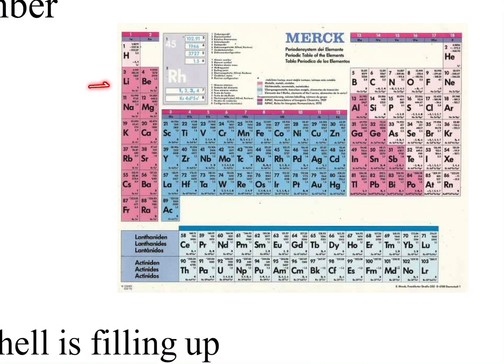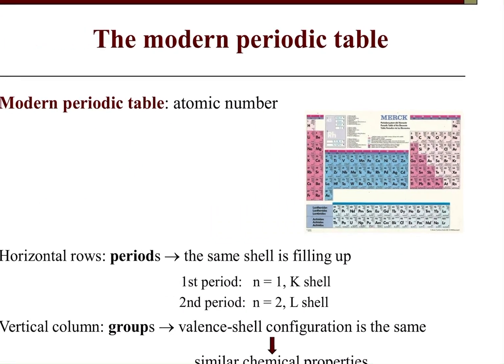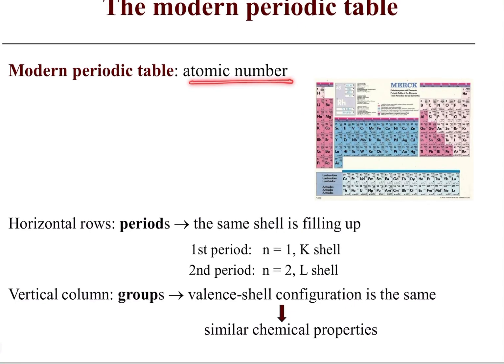The third one is lithium, then beryllium, and in this direction the atomic number, or number of protons, increases. As you see here, this periodic table is based on atomic number.